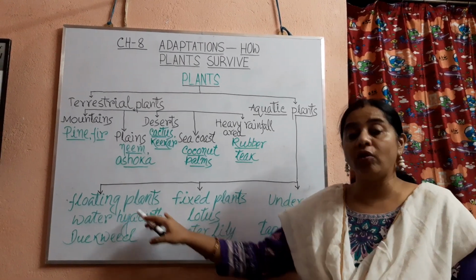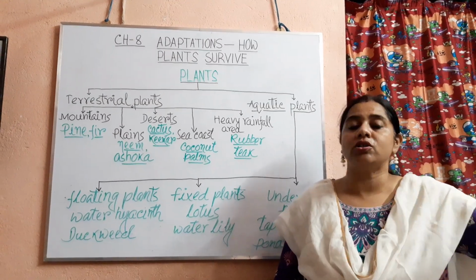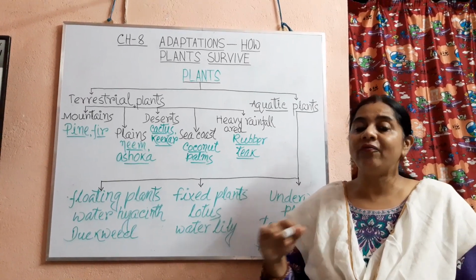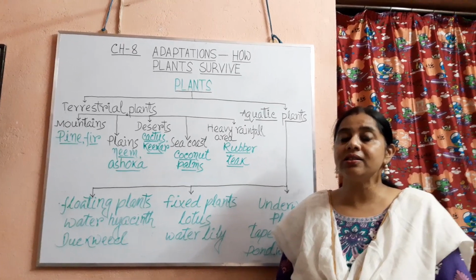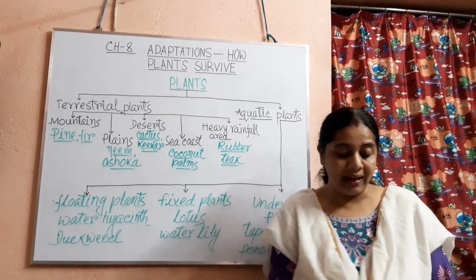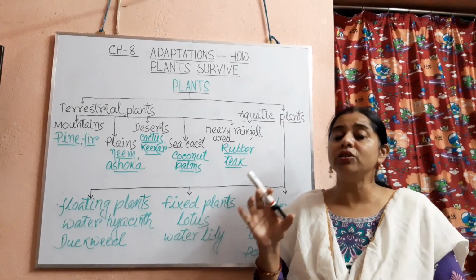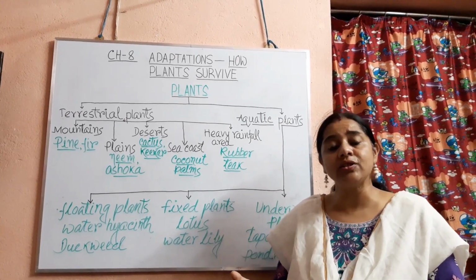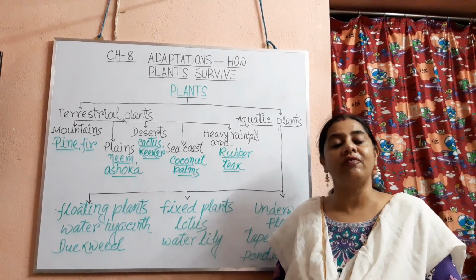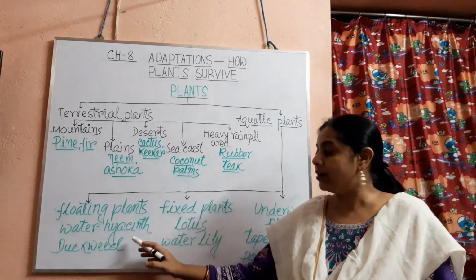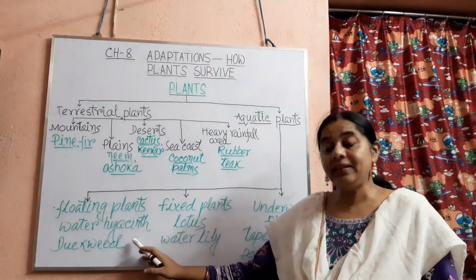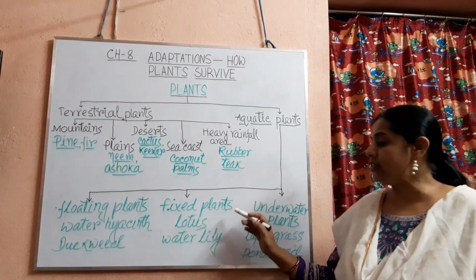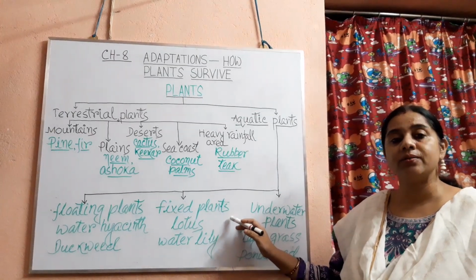Children, in the case of floating plants, the plants float on the surface of water because their stems are light and spongy, which makes the plant body light in weight so it can float on the surface of water. Examples are water hyacinth and duckweed. The second type is fixed aquatic plants.